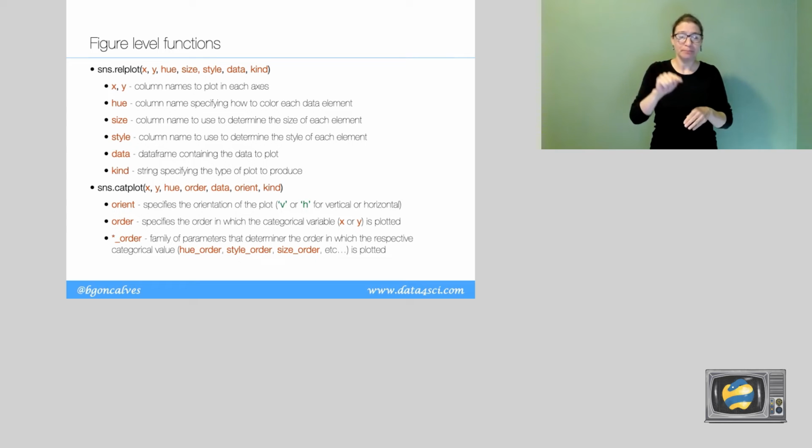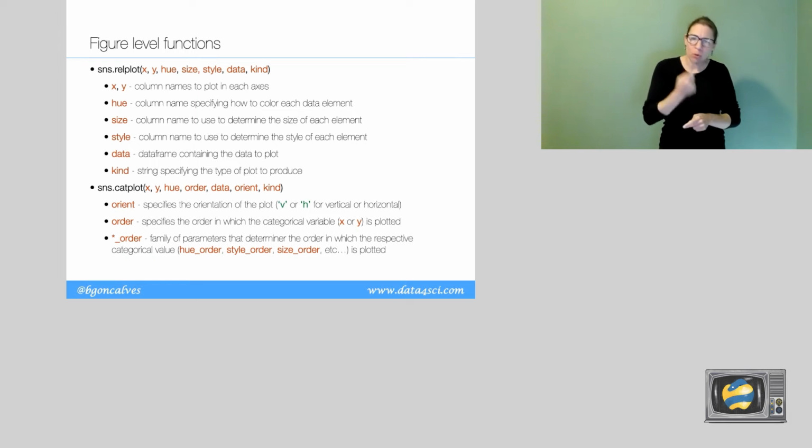plot. So for a relationship plot, you would typically have an x variable, a y variable, a hue, possibly style, data you always have. This is the argument where you specify the data frame that you're going to be using. And of course kind, which again you also always have, which specifies the type of plot you're generating. X, Y, hue, size, and style, of course, are just column names in the data frame.